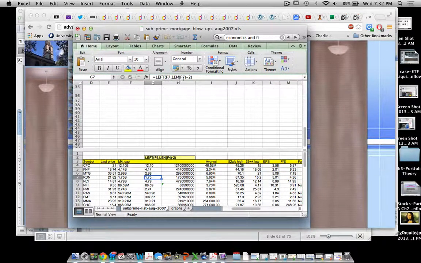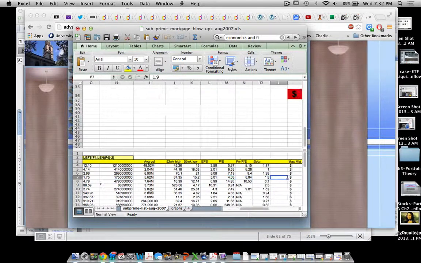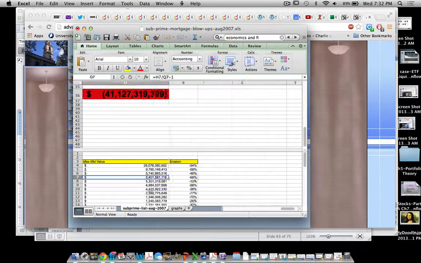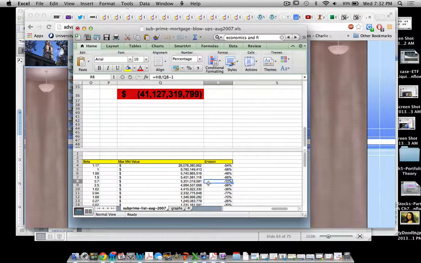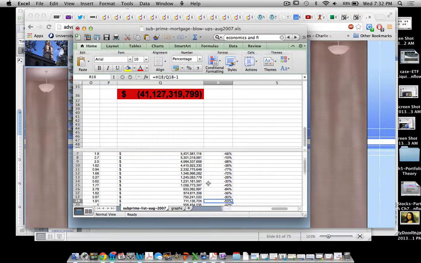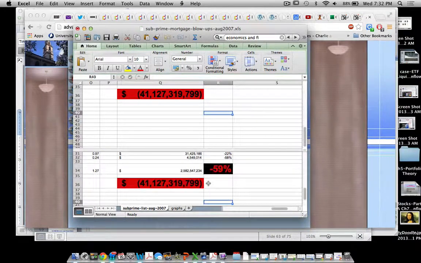LEFT, FIND, LEN, F7, -2. So obviously there's text-based information because LEN means length of a string. And see 1.75B, so that's obviously text. So I'm getting strings out of that. And see, here's the erosion of market value, -54%, -98%. And so at that point, there was what, $41 billion of market cap erosion.